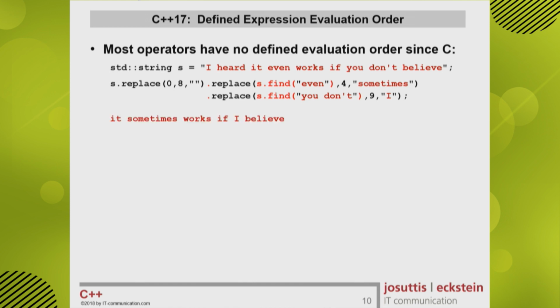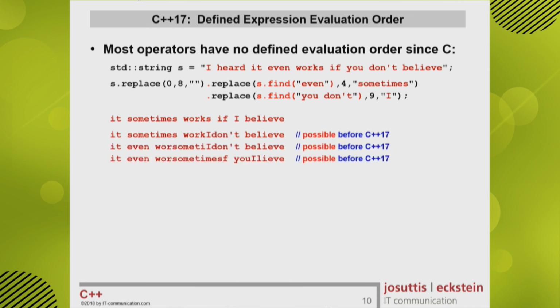We would all probably assume this is the result: we get s with the value "it sometimes works if I believe". The problem is, it's not guaranteed that this is the outcome. And that was since the beginning of C++. The outcome might also be something garbled like "it sometimes works here on the belief". Okay, you can read it yourself.